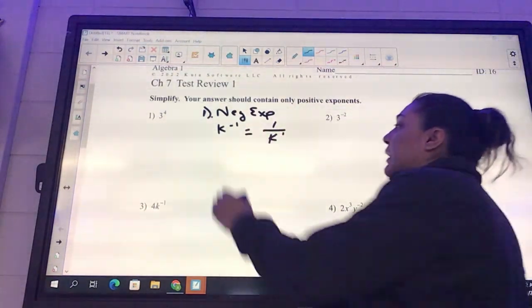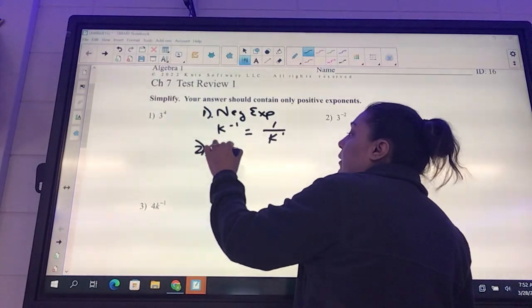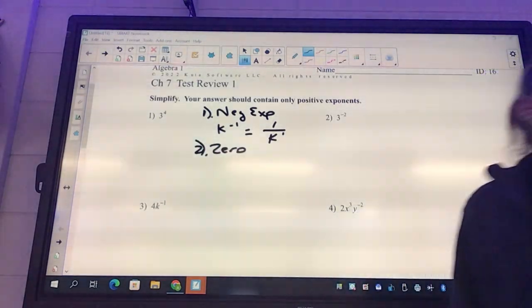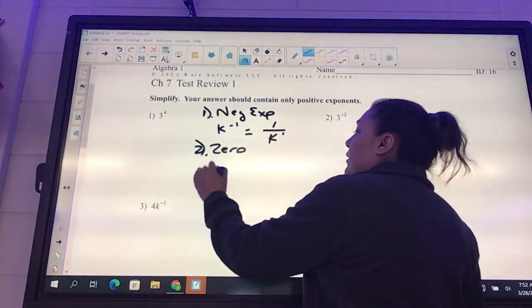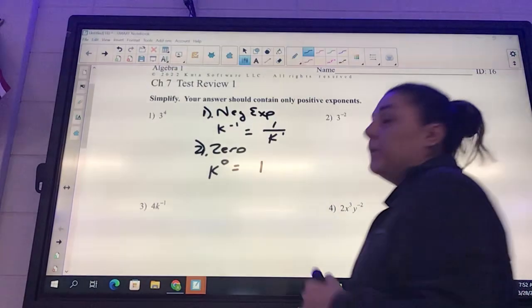What about a zero exponent? What do you do with anything to the 0? 1. Good. So if it's k to the 0, it's really 1.